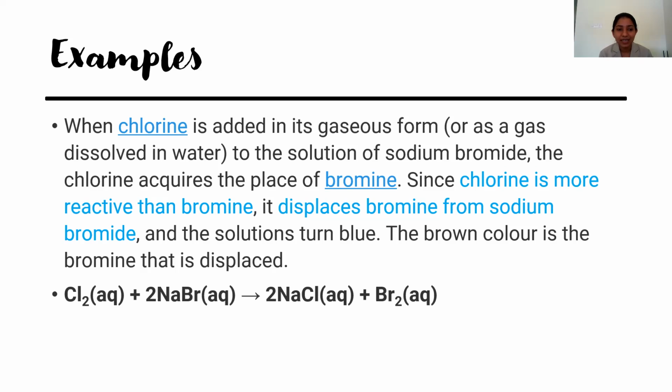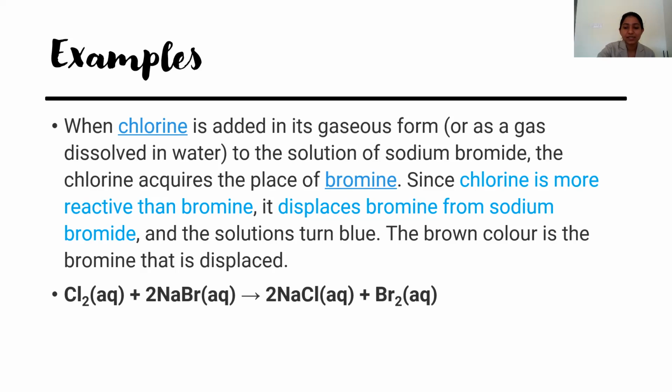So here is the chemical equation for the above reaction: Cl2 (aq) plus 2NaBr (aq) gives 2NaCl (aq) plus Br2. If you notice this equation, you can see that chlorine and bromine have swapped their original positions.